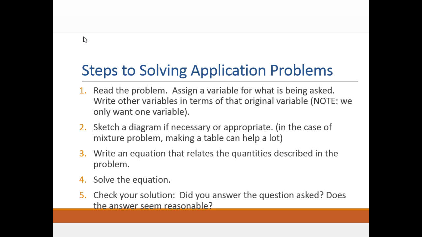Maybe we want to sketch a diagram. In the case of mixture problems, which we're doing in this section, a table usually helps. We want to write an equation that relates the quantity described in the problem. Then we want to solve the equation and check your solution. Make sure, number one, you answer the question that's asked. Sometimes we'll be on the right track, but we won't have answered the appropriate question. Number two, does your answer make sense based on what's asked?